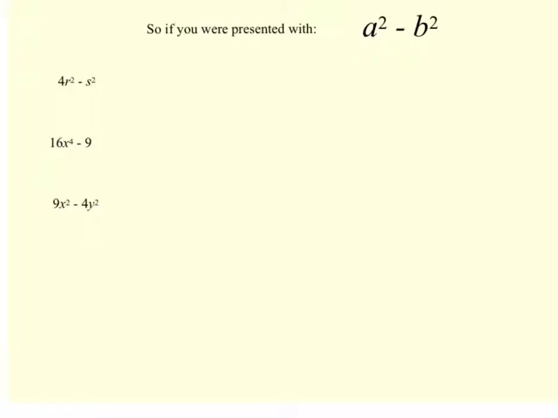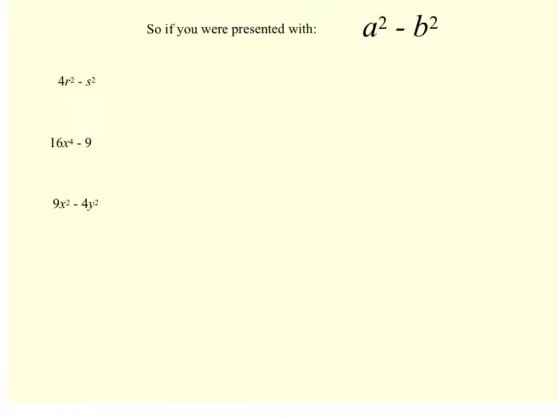Now, factoring. If you're presented with the difference of two perfect squares, can you get back to the sum and difference pattern that created it? It's really easy. You just check for binomials, make sure that both terms in the binomial are perfect squares, and then you've got the difference between them.